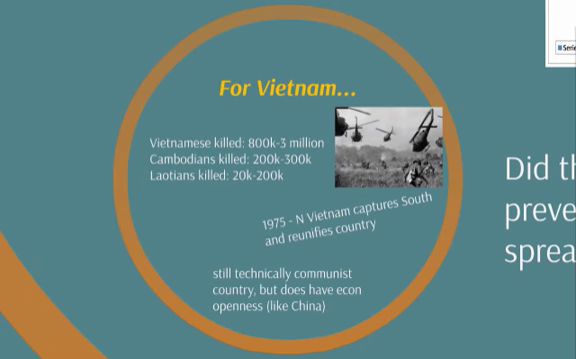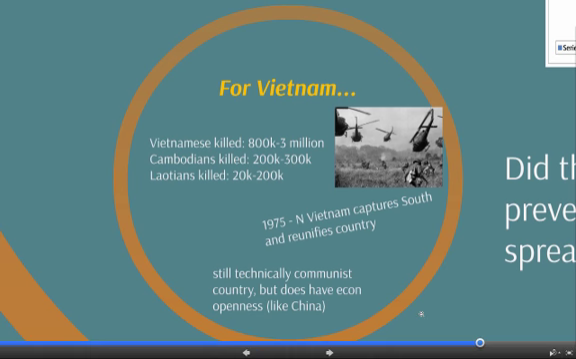It was also very destructive for Vietnam. Between 800,000 and 3 million Vietnamese are killed in the war. Between 200 and 300,000 Cambodians are killed, and between 20,000 and 200,000 Laotians are killed. In 1975, after the U.S. has withdrawn from Vietnam, North Vietnam captured South Vietnam and reunified the country. Still, Vietnam is still technically a communist country, though it does have more economic openness than communism necessarily believes in philosophically, so in that sense it's a little bit like China.